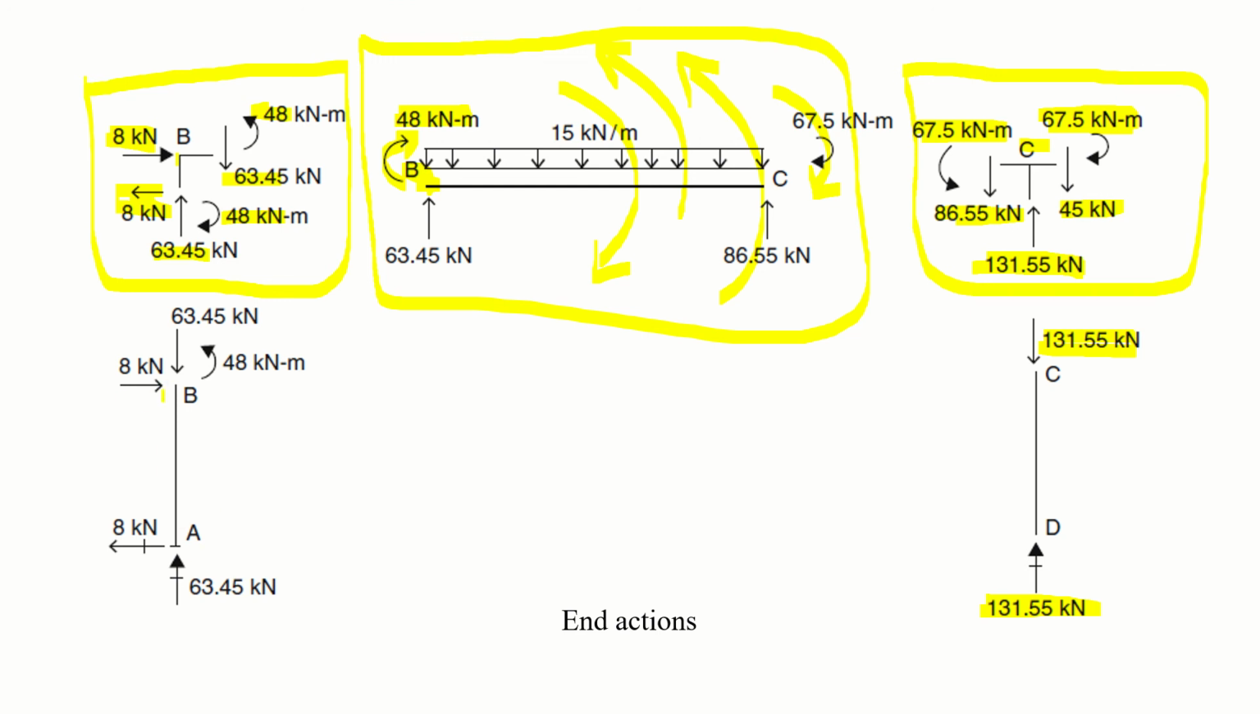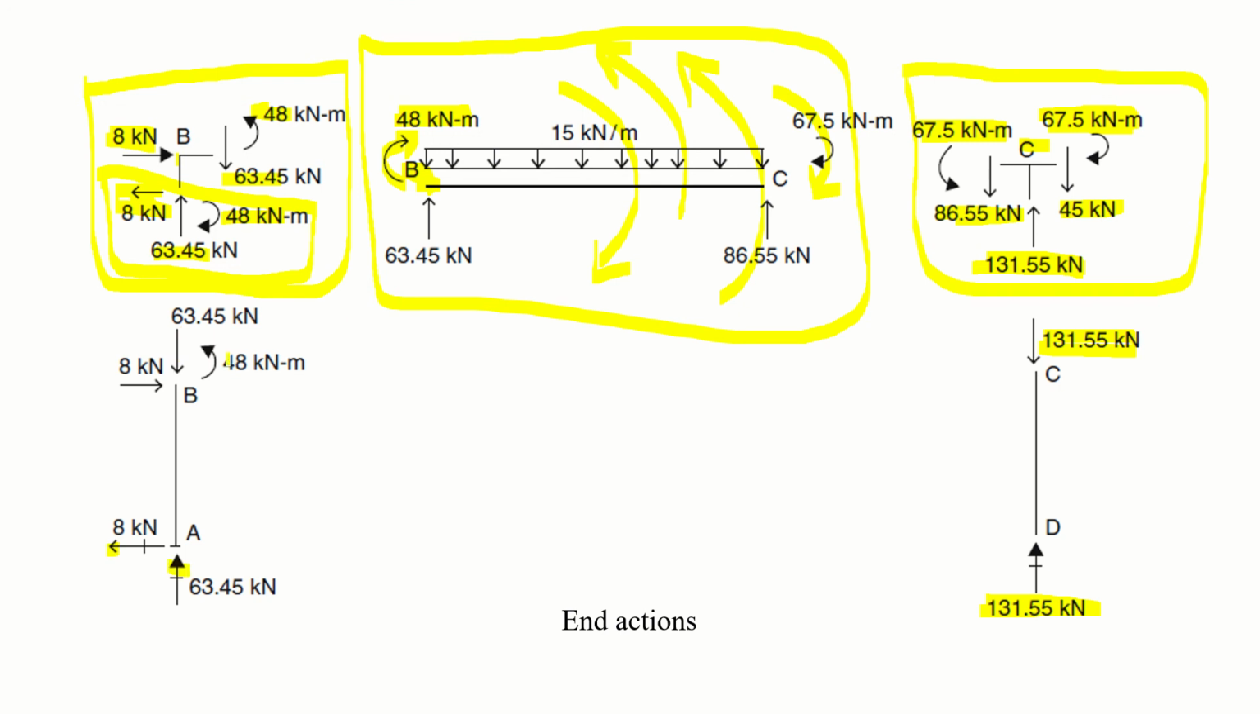So before going further, you just shift these forces to point B in the member. So 8 leftward is 8 rightward, 48 clockwise is 48 anti-clockwise, and 63 upward is here downward. So satisfy the equilibrium equations. 8 kilonewton rightward, now 8 kilonewton leftward. One, 63.45 downward, 63.45 upward.